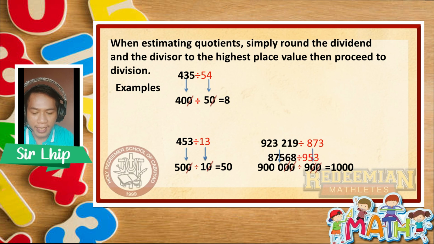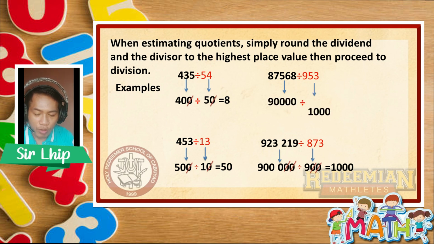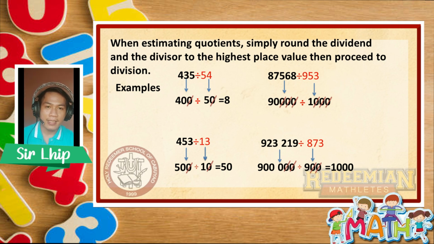87,568 divided by 953. 87,568 rounds off to 90,000 and 953 rounds off to 1,000. Cancel 3 zeros. Thus, the estimated quotient of 87,568 divided by 953 is equal to 90.